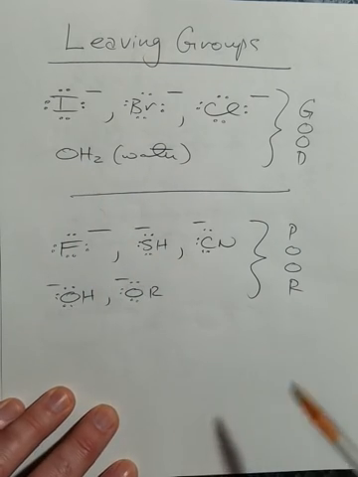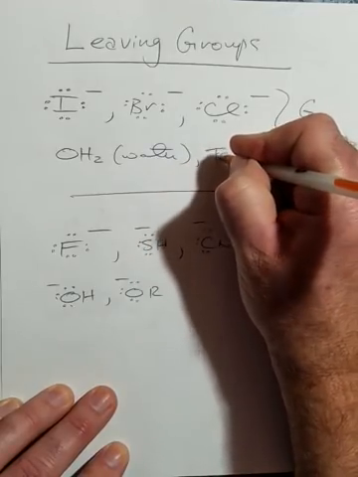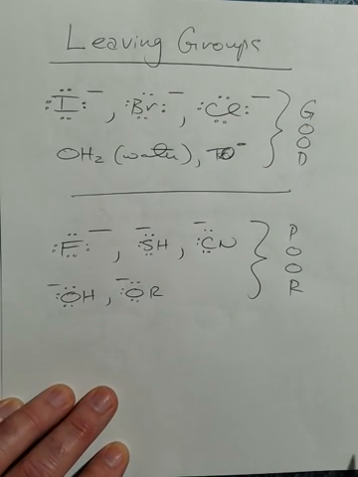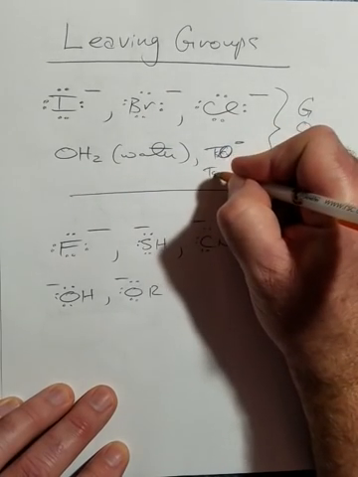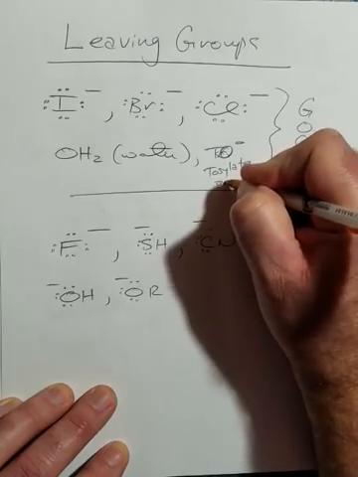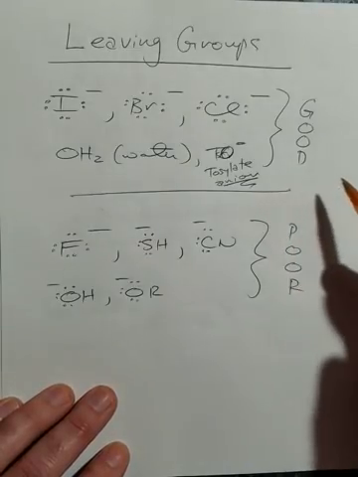There are other examples of good leaving groups like the tosylate anion, TsO-. Tosylate is a good leaving group, and plenty of other examples.